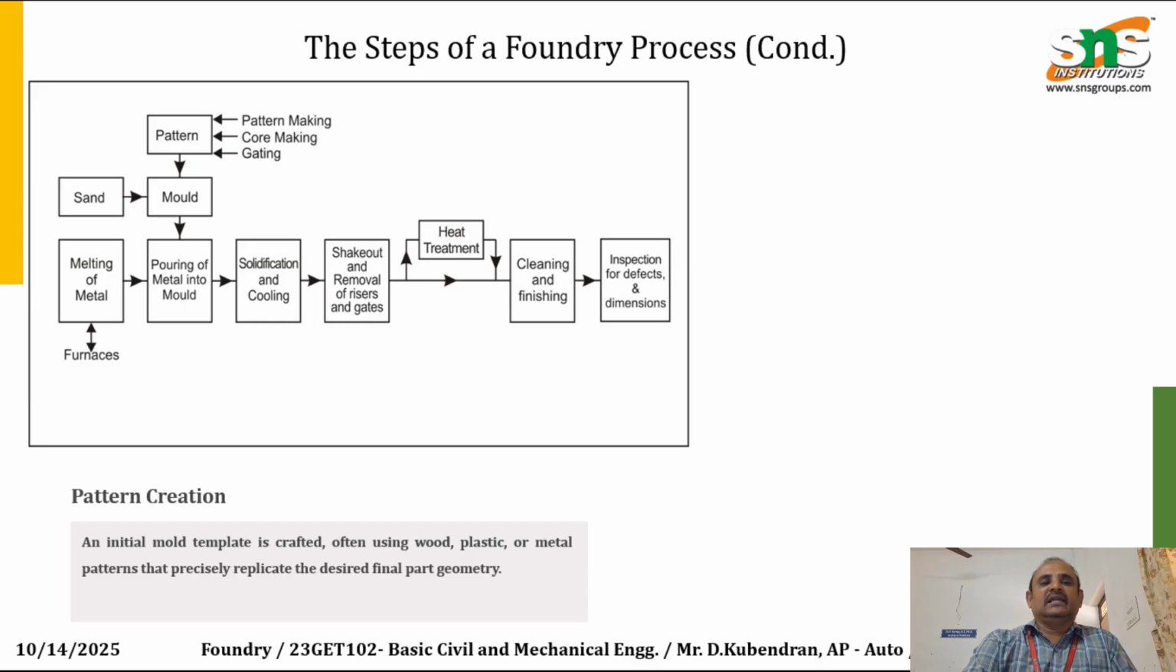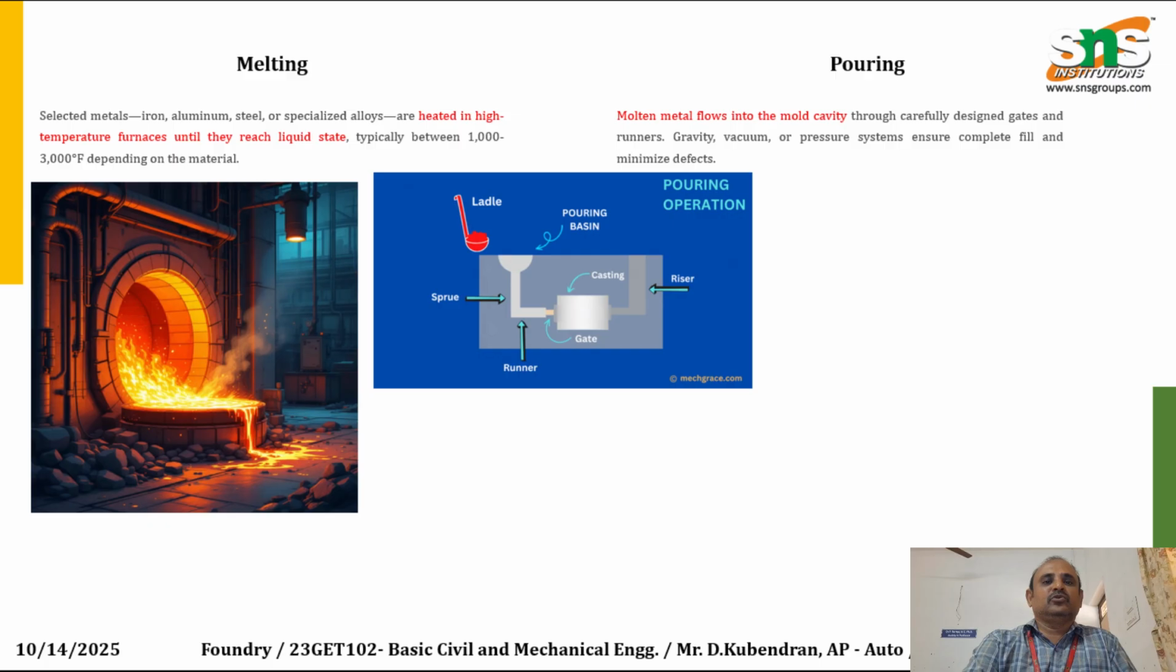Next one is cleaning and finishing. The casting is cleaned by removing excess sand, runners, risers and surface impurities. Grinding and polishing may be done for smoothing. Next one is inspection and testing. The final casting is checked for dimensional accuracy, surface quality and internal defects using methods like visual inspection, ultrasonic testing or radiography. By giving final inspection, we are manufacturing the required casting. Thank you.